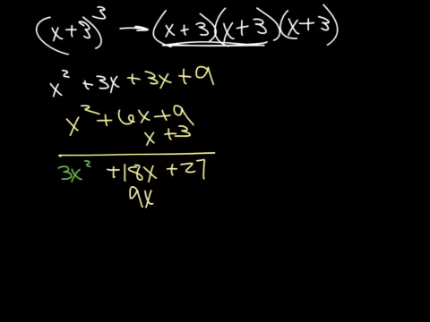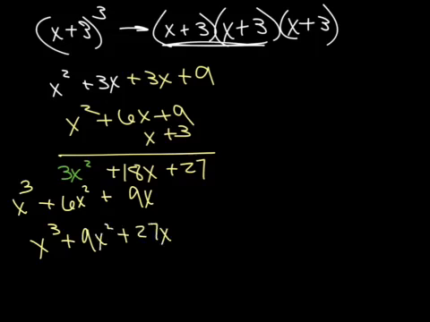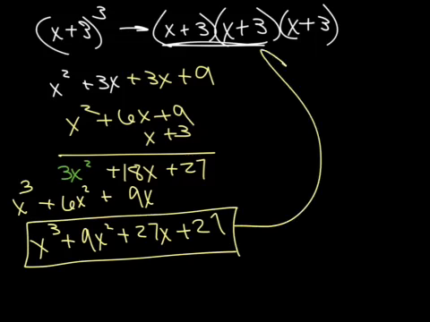Then I'm going to multiply this, and I get 6x squared. Then I'm going to multiply this and get x cubed. So when I bring all this together, I get that for an answer. So that is the answer I get when I take x plus 3 times x plus 3 times x plus 3.